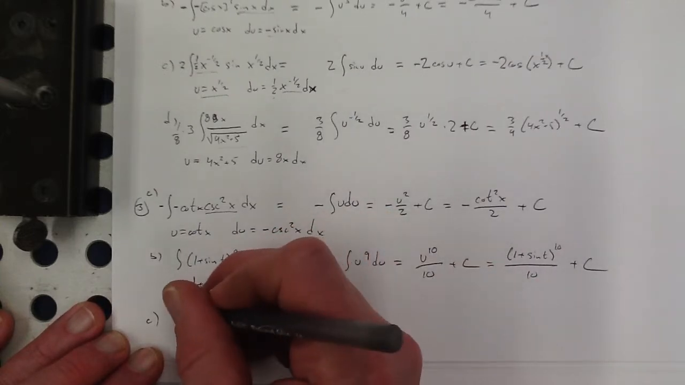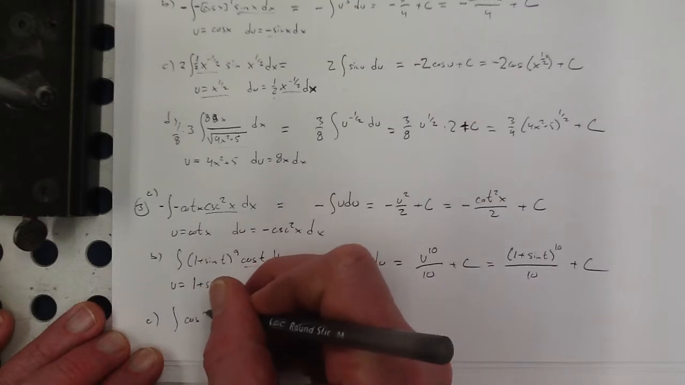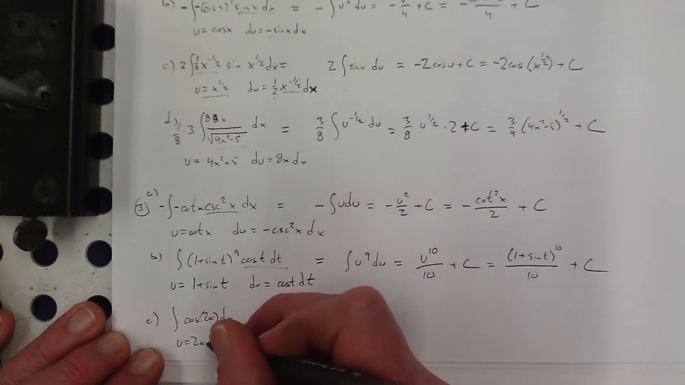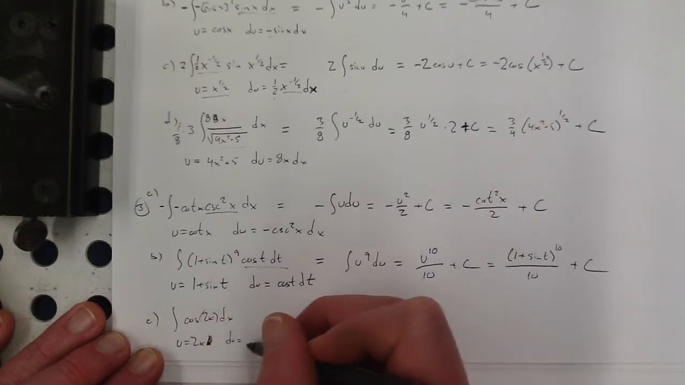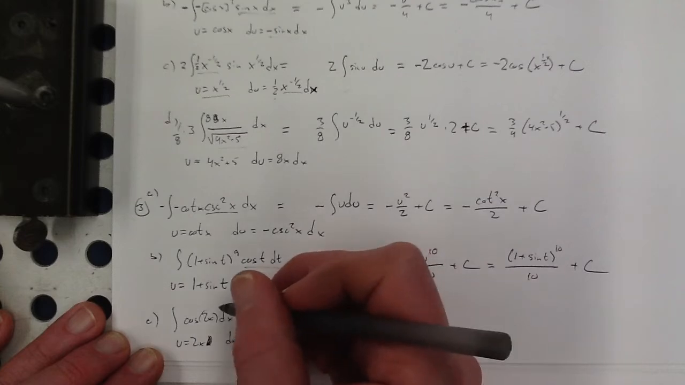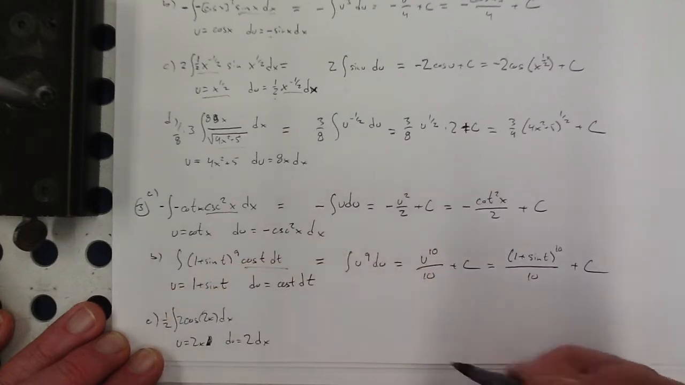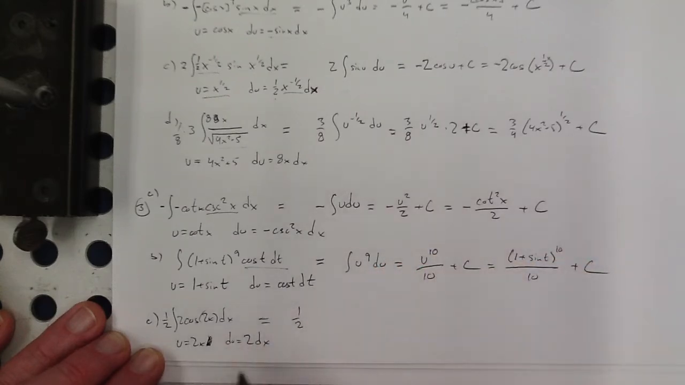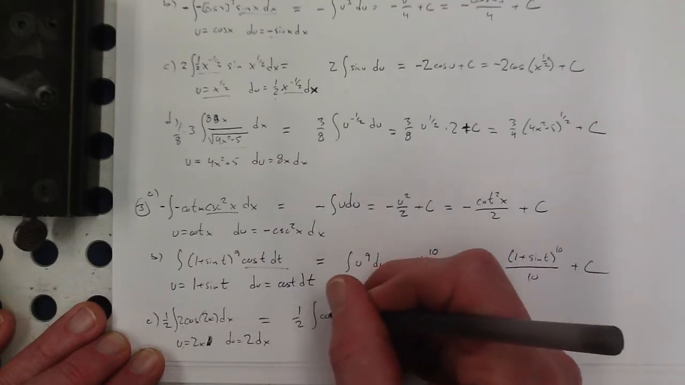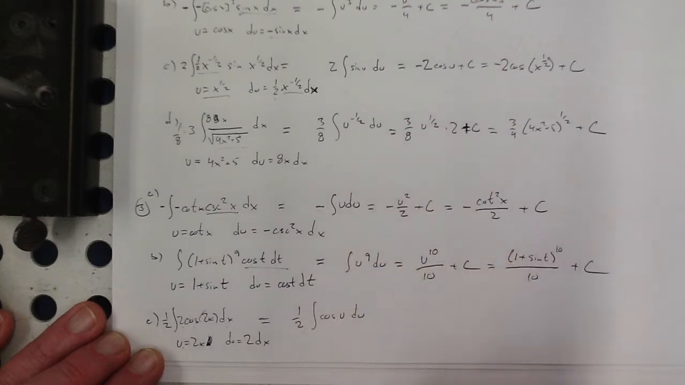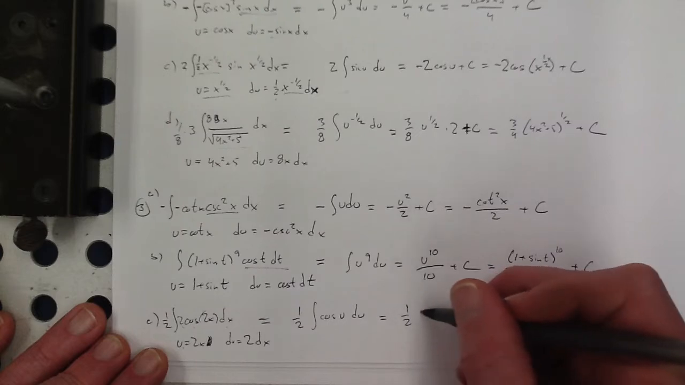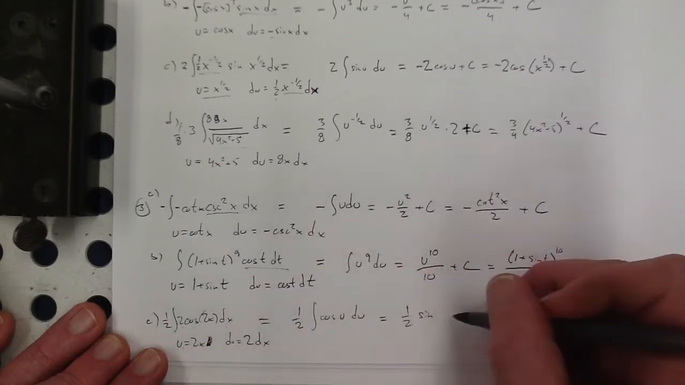How about cosine of 2x dx? So u is equal to 2x, and du would be 2 dx. So I need a 2 in here, which means I need a 1/2 on the outside. So that turns into 1/2, and then I've got my 2 dx and cosine u, so cosine u du, and the antiderivative of cosine is sine, and the u is 2x.